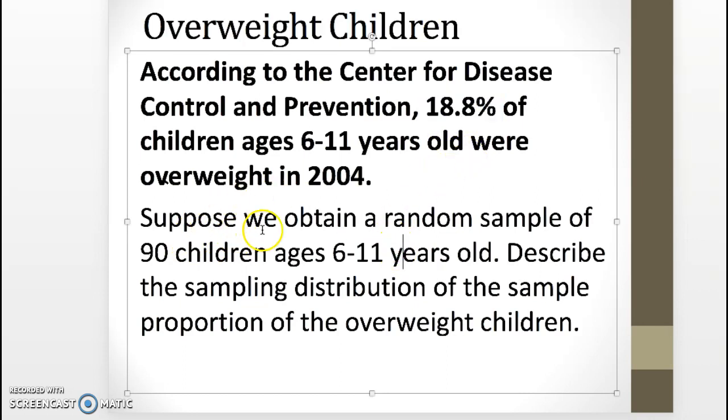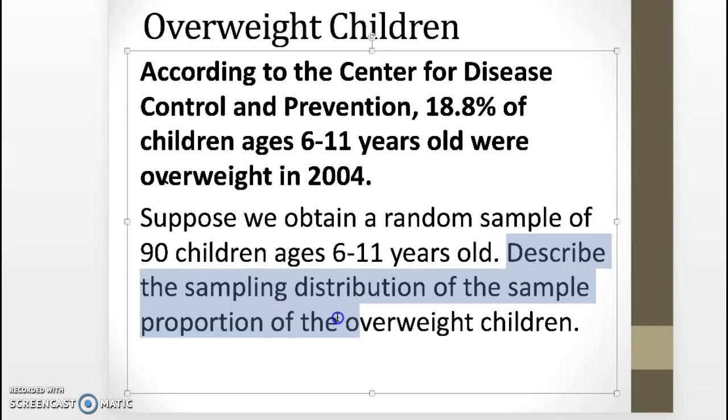So then let's suppose we obtain a random sample of 90 children ages 6 through 11. Describe the sampling distribution of the sample proportion of the overweight children. Again, in these examples, they're going to sound kind of wordy, but describing the sampling distribution for the sample proportion means we want to give the shape, the center, and the spread, or the shape, the mean, and the standard deviation. The other thing I want us to note is that we were given a sample size of 90 children, meaning now we have an n and we can find a p.